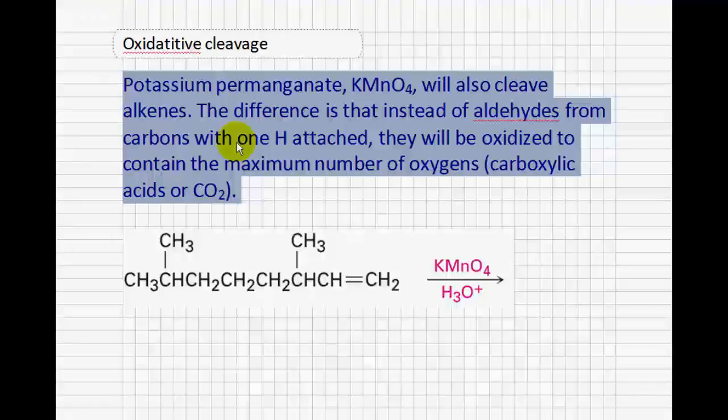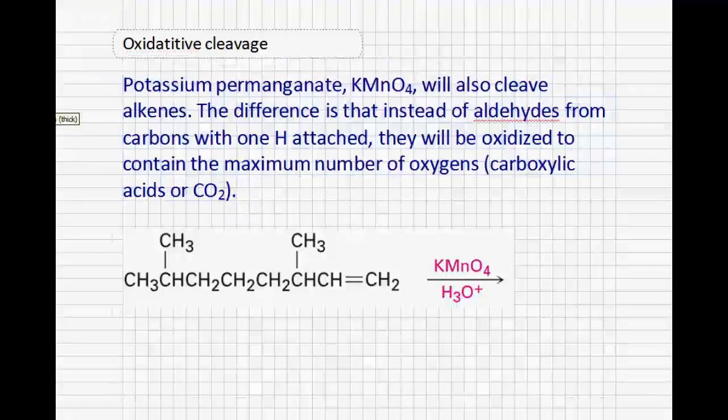A similar sort of process is oxidative cleavage using potassium permanganate. So KMnO4 will also cleave an alkene, but the difference is that instead of just leaving it as it is, if there were any number of hydrogens on that carbon, those hydrogens will be replaced with CO bonds. So it will be oxidized further because potassium permanganate is a strong oxidizer. So we will have no aldehydes. Aldehydes, if we form them as an intermediate, will continue to be oxidized to carboxylic acids.